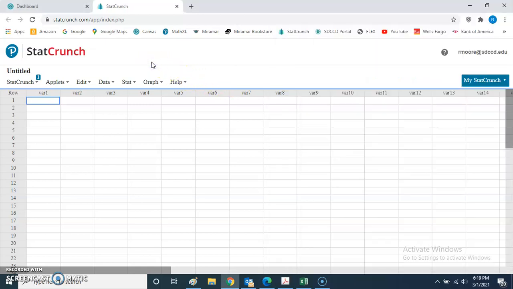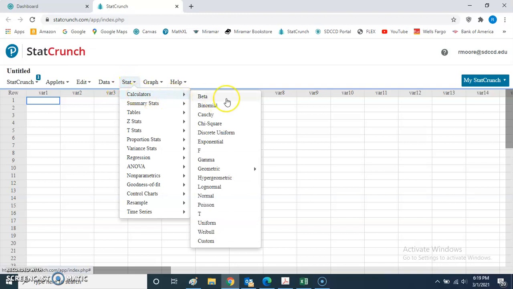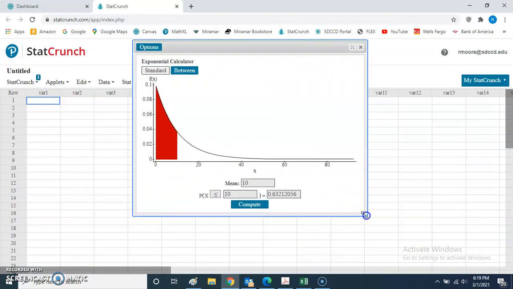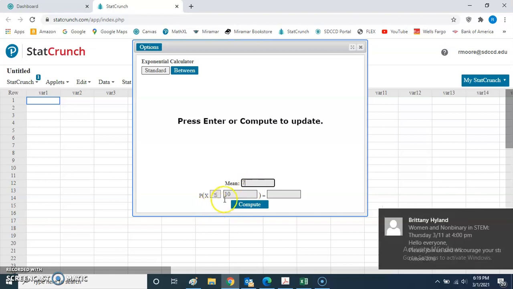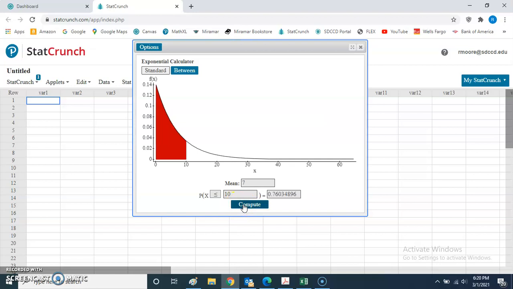Okay, so over here, I've got my StatCrunch all ready to go. I'm going to hover over Calculators, and I'm going to go right on down to Exponential, and I get this nifty little calculator. We see we have the option standard or in between. We're going to leave it on standard for this one. The mean: it said the average American takes 7 minutes, so that's our mean. And coincidentally, they already have 10 right here, which is what we want, right? Less than 10 minutes. So we're just going to go ahead and hit compute.